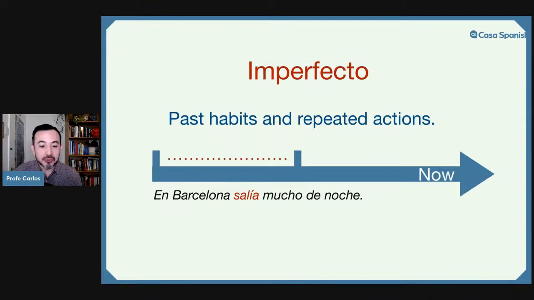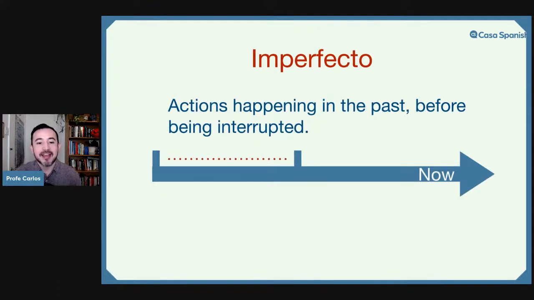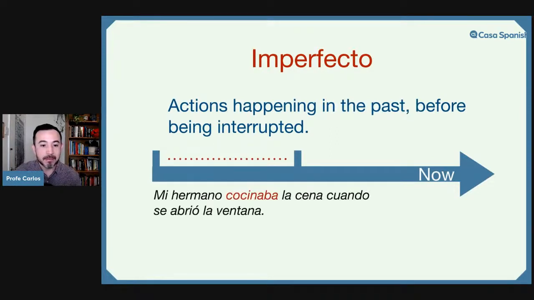Use number two. Actions happening in the past before being interrupted. Ejemplo, mi hermano cocinaba la cena cuando se abrió la ventana. So my brother was cooking dinner when the window opened. So you see, an action happening in the past and it was interrupted. So that is one of the key uses of the imperfect. So that es el número dos.